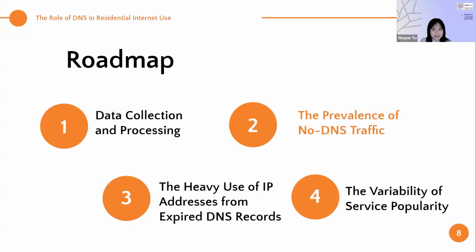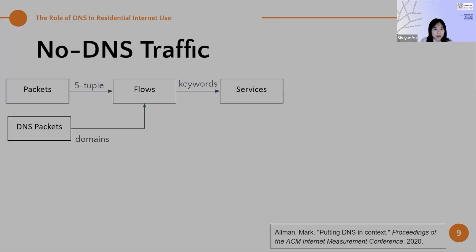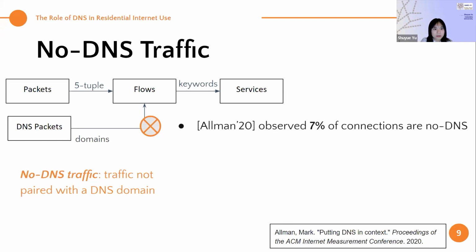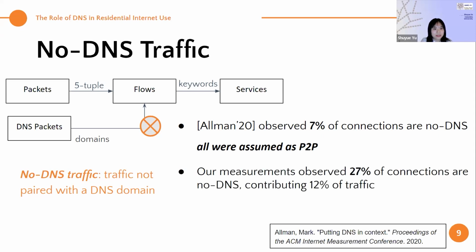After understanding the dataset, now let's take a look at traffic that cannot be paired with DNS records. We define traffic that cannot be paired with a DNS domain as no DNS traffic. A paper in 2020 observed 7% of connections are no DNS, and it assumed that all of these no DNS connections are peer-to-peer. In our dataset, we saw 27% of connections are no DNS, contributing 12% of traffic.